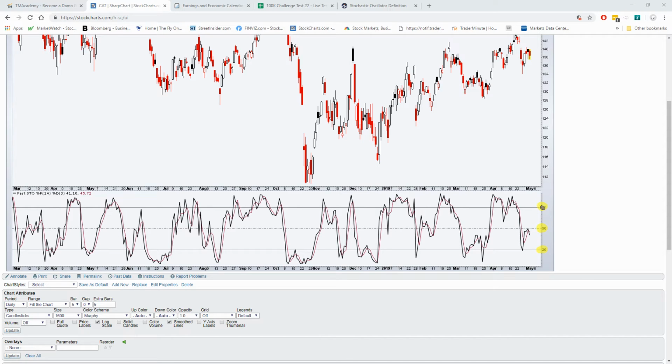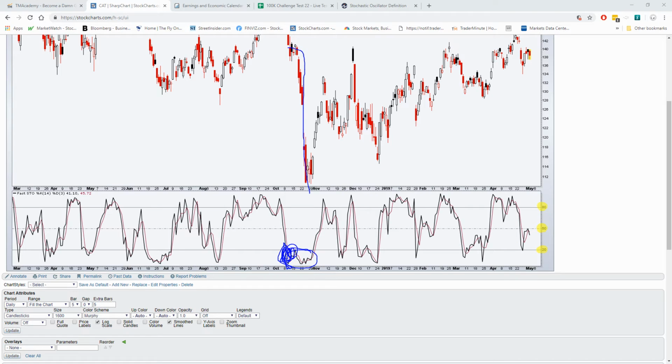Some people will use the term overbought above 80 and oversold below 20. Now, I caution you, overbought does not have to mean it goes down, and oversold does not have to mean it goes up. In fact, in many cases, oversold stocks, like right back here in October, oversold stocks go down.